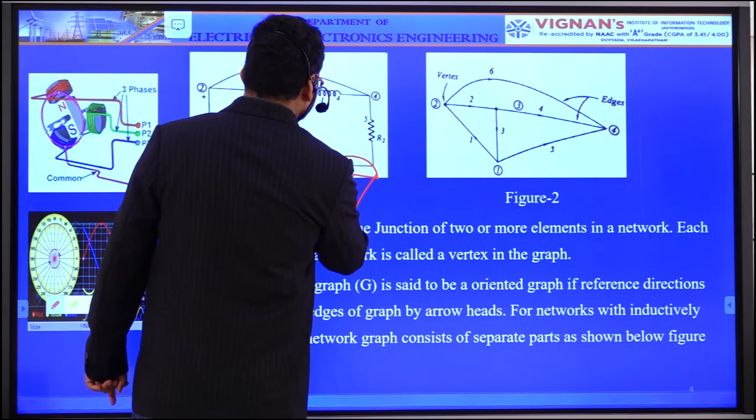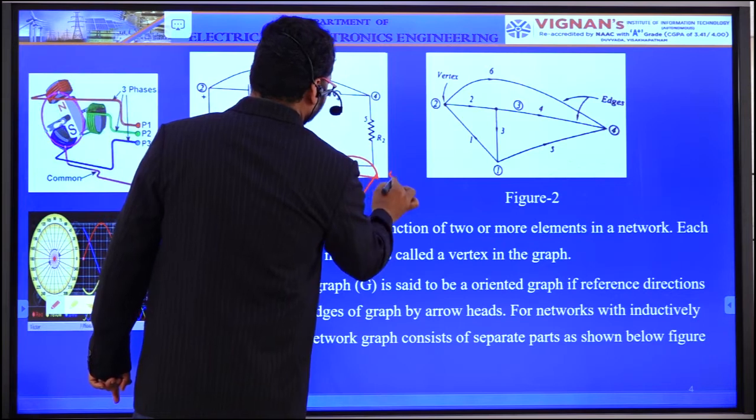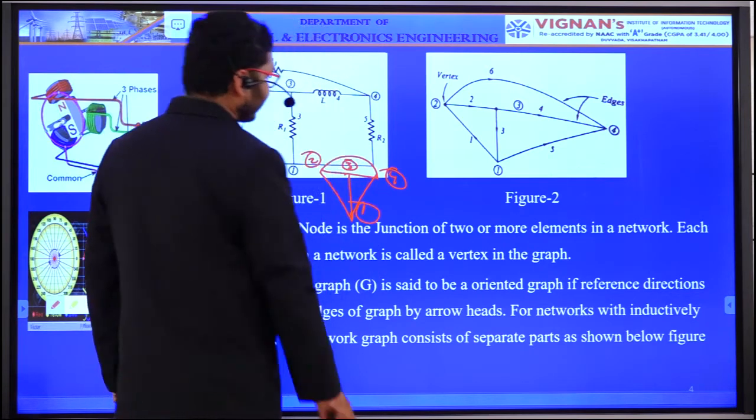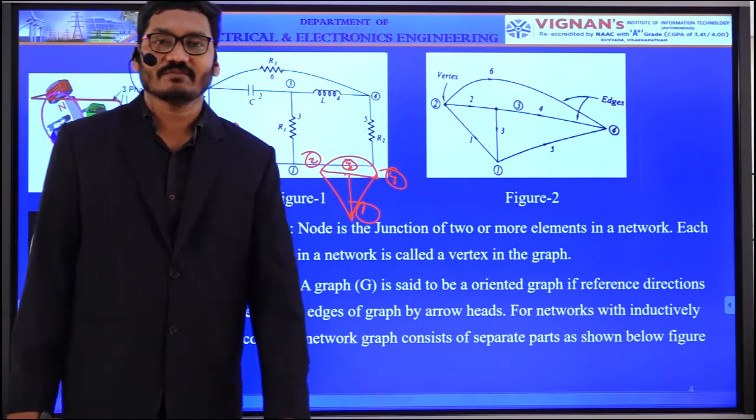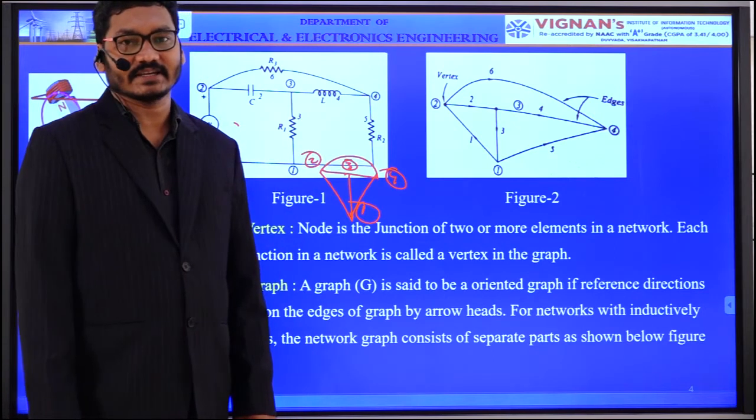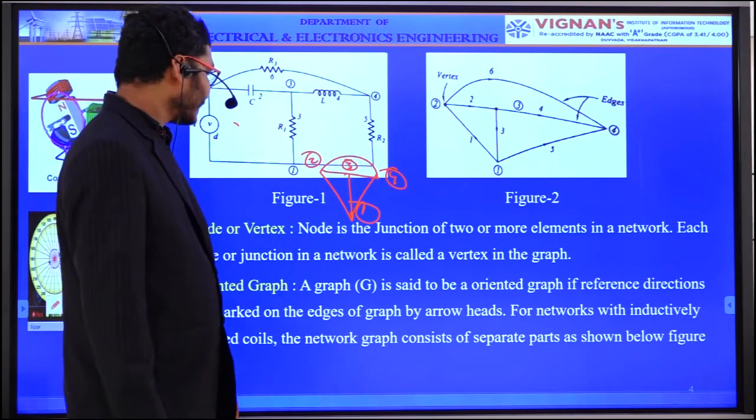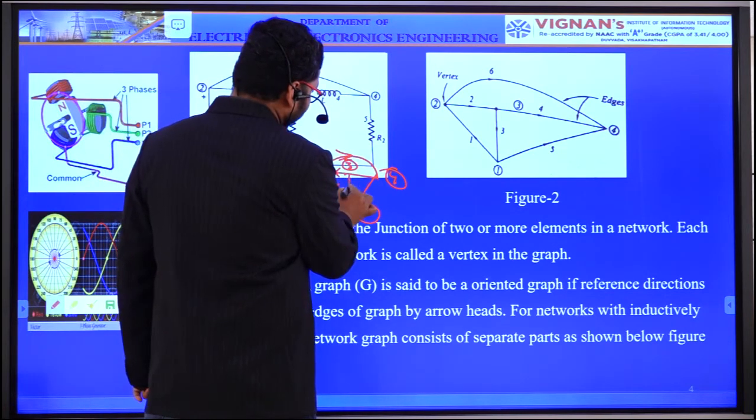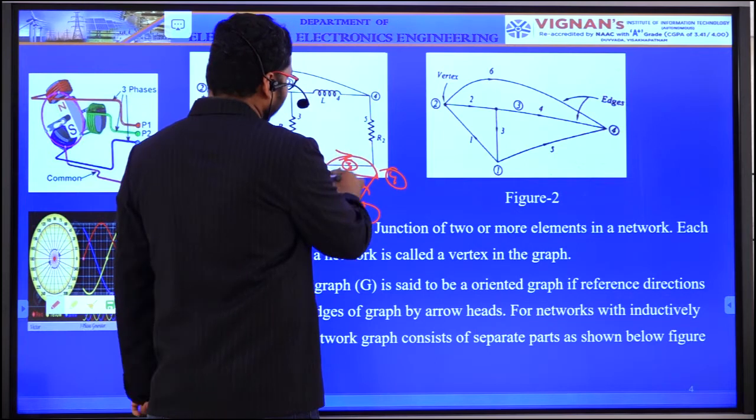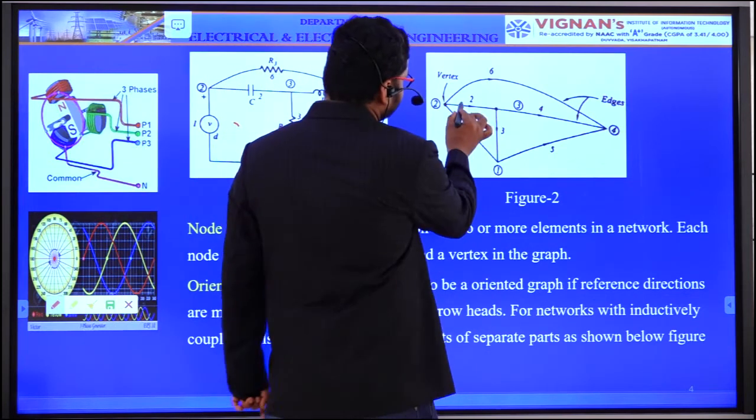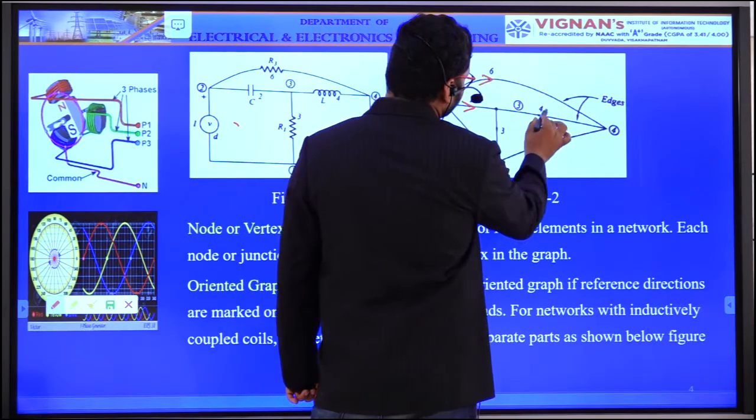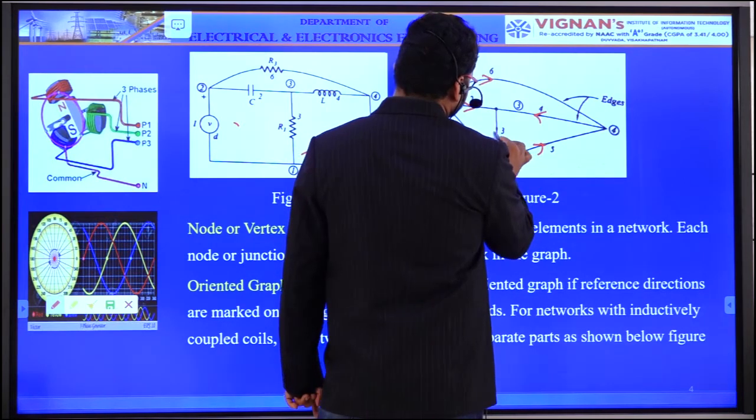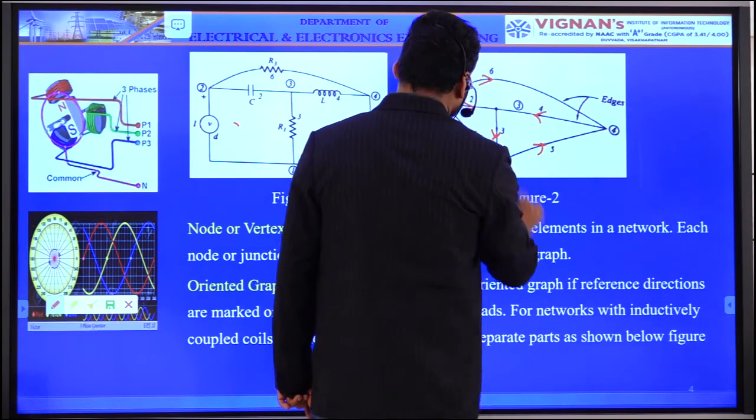Okay, this is node 1, node 2, node 3, node 4. This is node 1. For this network, this is the graph. An oriented graph means there is a direction, an arrow mark indication. Suppose this is the arrow mark, this is the arrow mark, like this. This we'll call the oriented graph. Here the arrow marks are mentioned, so we'll call it an oriented graph.